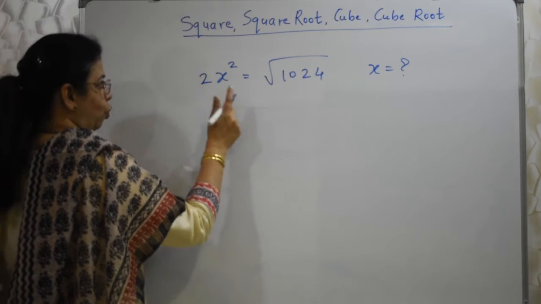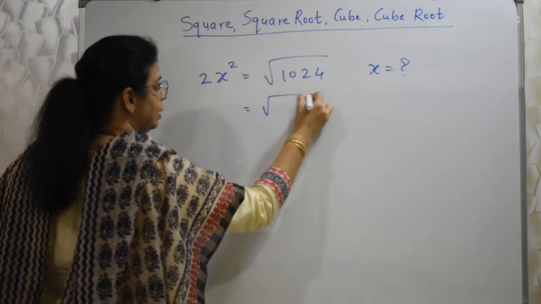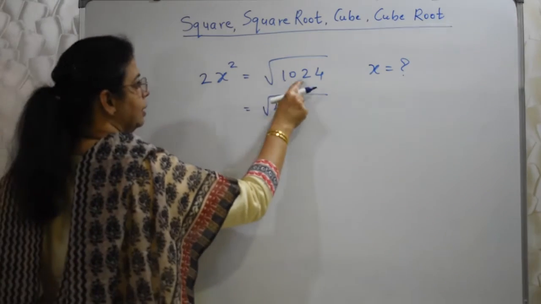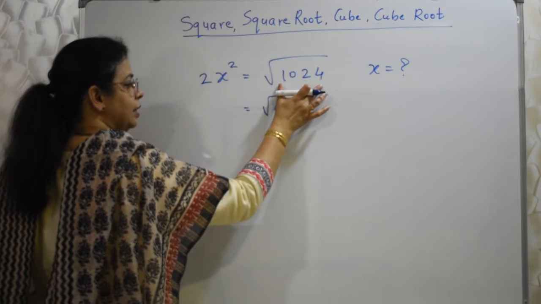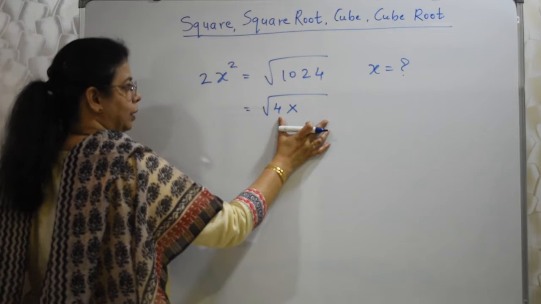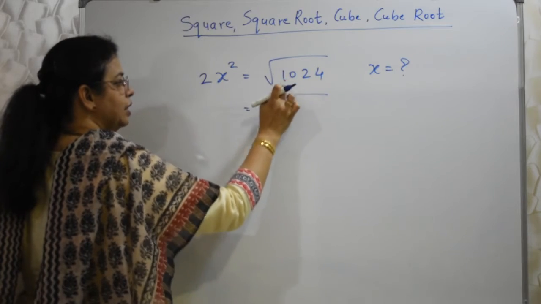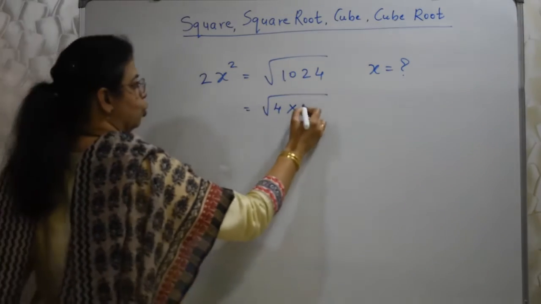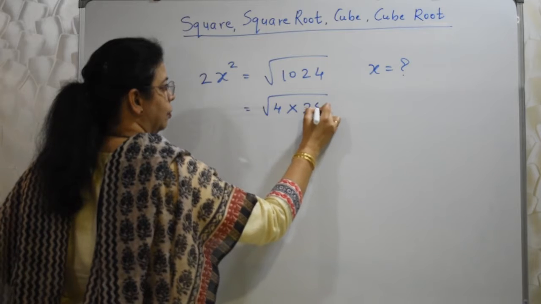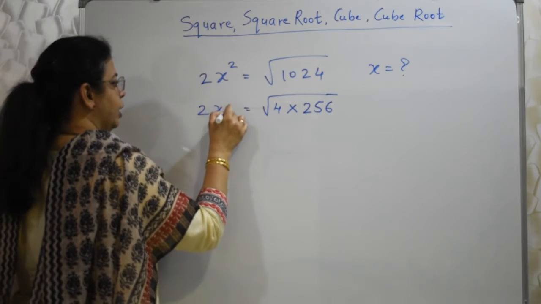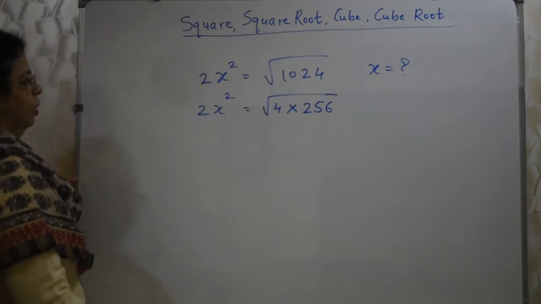Square of 2 is 4. So divide this number by 4. When you divide this number, in short I am writing this as a pair of two numbers, 4 into something. So that something I will get by dividing this number by 4. So 4 2s are 8, 4 5s are 20, 4 6s are 24, 256. Here this will remain the same, right?